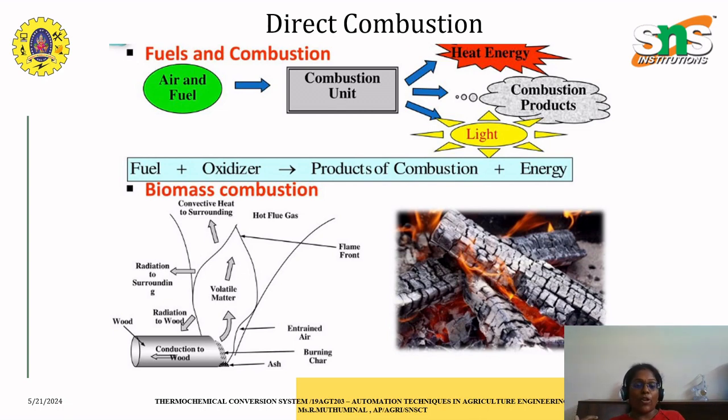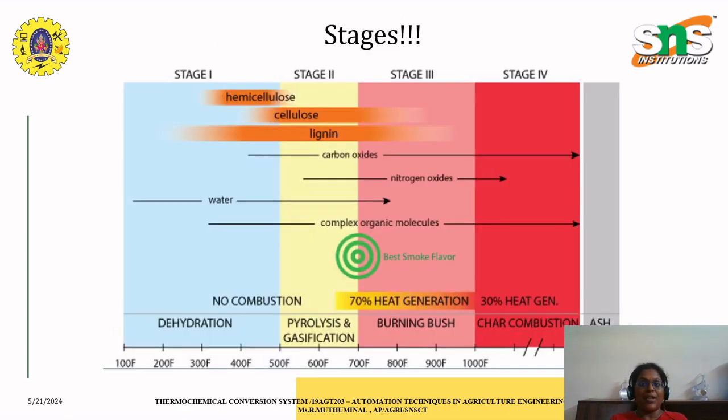And the second one is biomass combustion. That is, when I combust wood, the volatile matter goes off and the radiation goes off to the surrounding environment, and some of the radiation will go to the wood, and the convective heat to the surroundings results in hot flue gas, and there will also be an end product as burning char and ash. This is what happens when I combust the wood directly. This is called biomass combustion. And these are the stages involved in combusting.